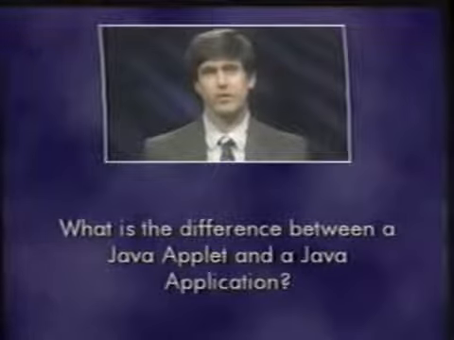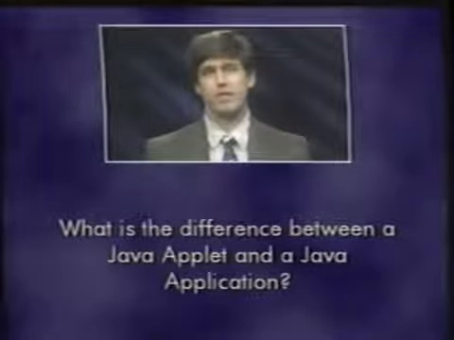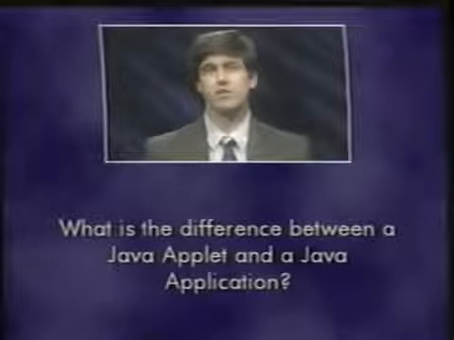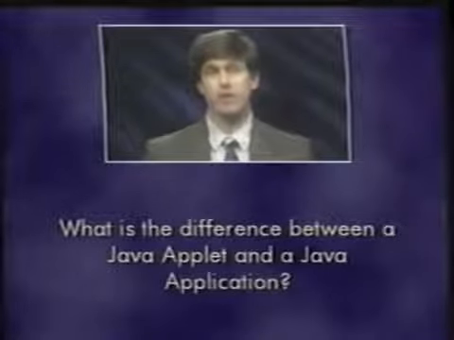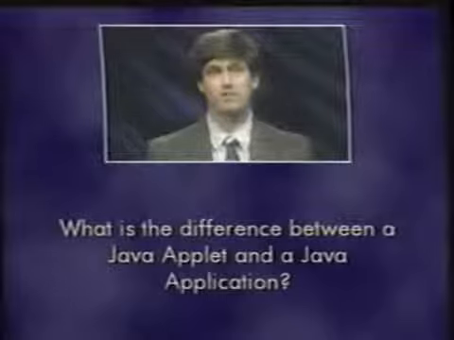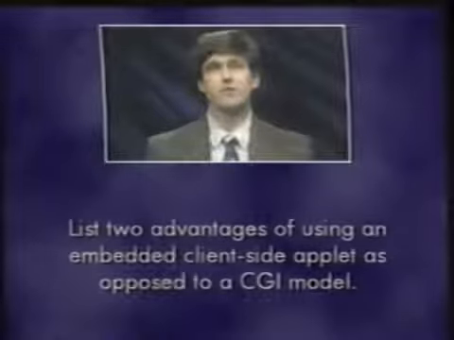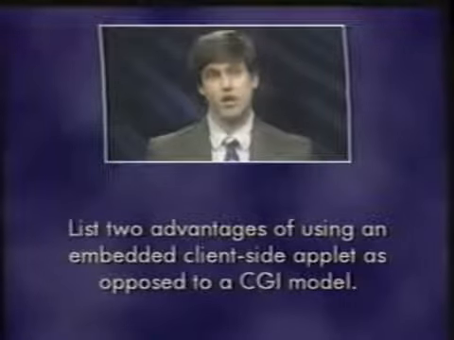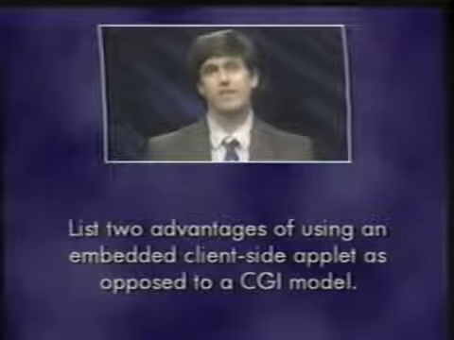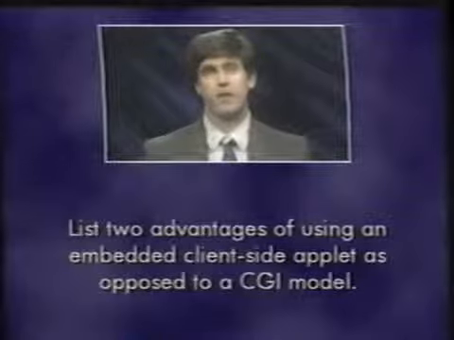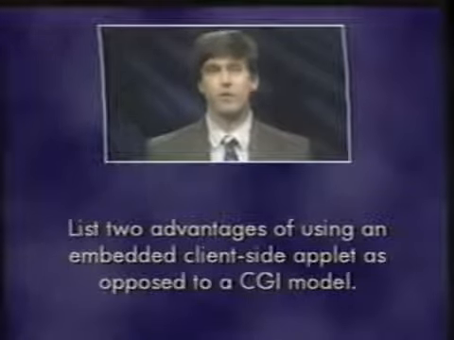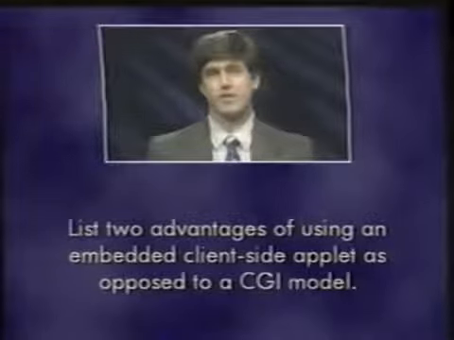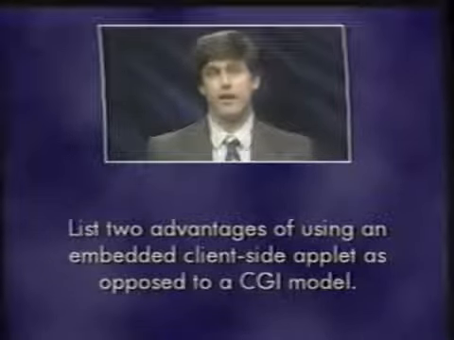What is the difference between a Java applet and a Java application? Simply stated, a Java applet is an application that was meant to be embedded in an HTML document and run in a web browser. List 2 advantages of using an embedded client-side applet as opposed to a CGI model. One advantage is that an applet can have local data and doesn't require a server transaction to re-render data. Another advantage is you have a much richer set of GUI tools in an applet model.